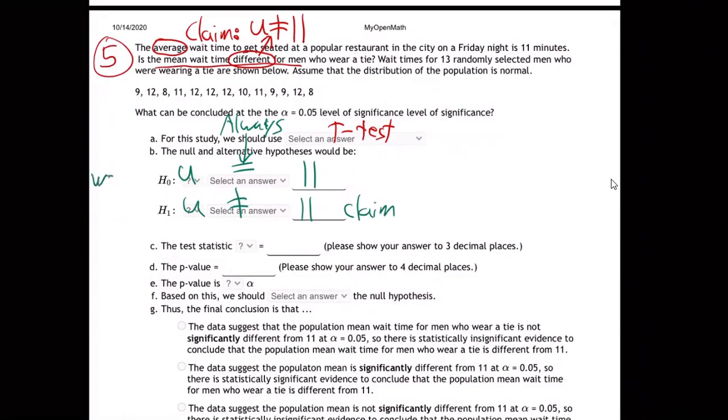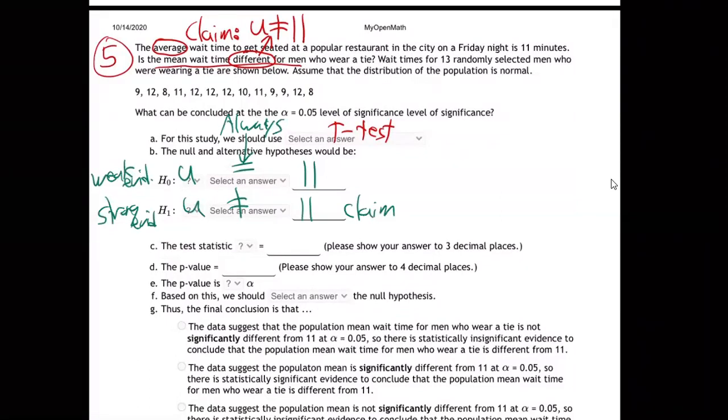This takes weak evidence. This one's strong evidence. Always, H0 is always weak. H1's always strong. Notice one of those two has to be the same as the claim. The claim is the same as H1. All right, we go to our calculator.